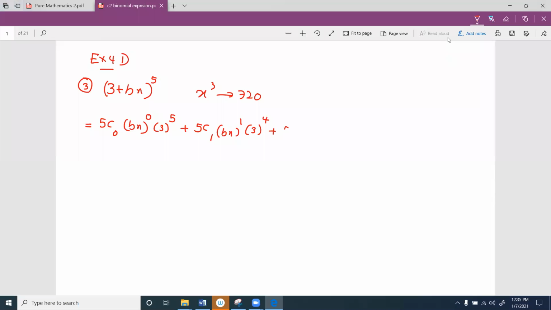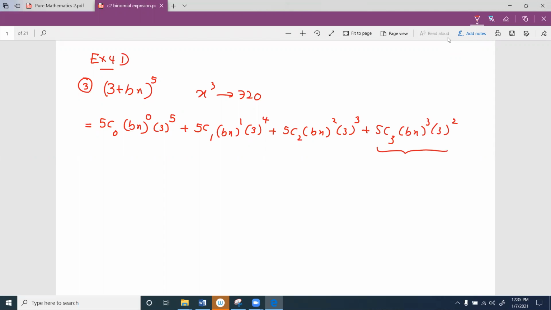Right. Okay. 5C2, that is bx to the power 2, then 3 to the power 3. Still we need to find the x cube term. 5C3, bx to the power 3, 3 to the power 2. Right. Okay. Now I think this is the term that we need.